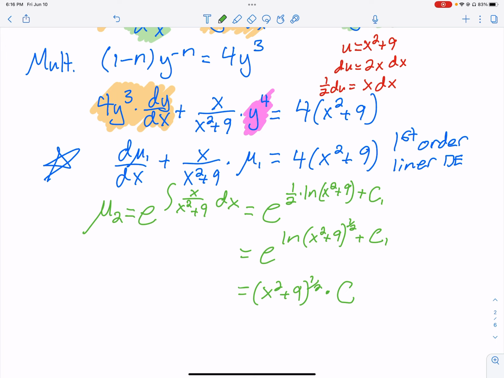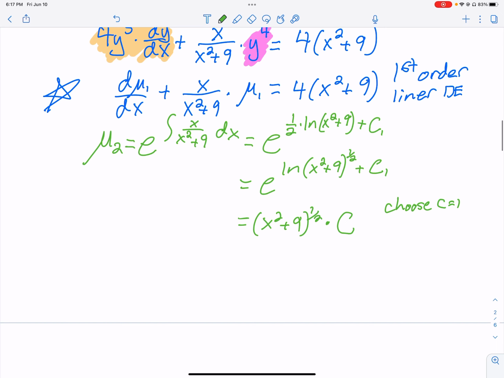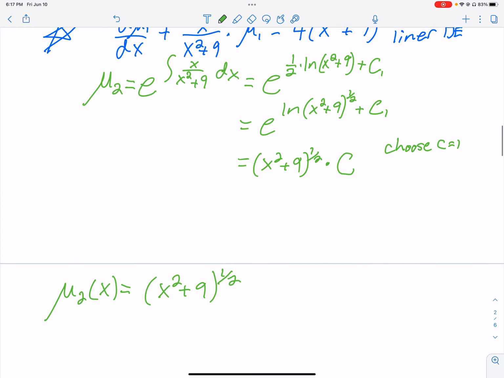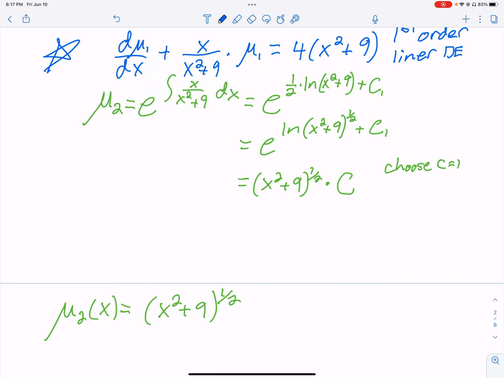So I have what mu2 is, but back when we were doing first order, we would just choose that to be a 1. That's what we were doing. It would just work out for us. Choose c equals 1. We can't do that every time, but in this case, the c's are just going to cancel out. Okay, so we have mu2, let's go ahead and just jump to the next page. Mu2 of x is equal to x squared plus 9 to the 1/2 power. So I'm going to multiply, just like first order linear, I'm going to multiply our dE by that. So let me rewrite my dE down here.